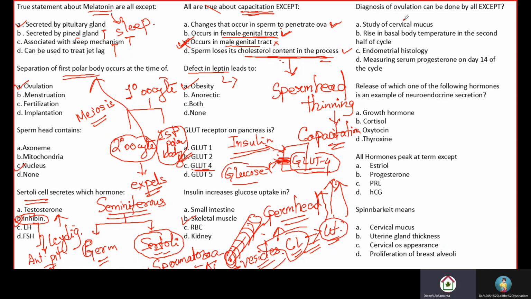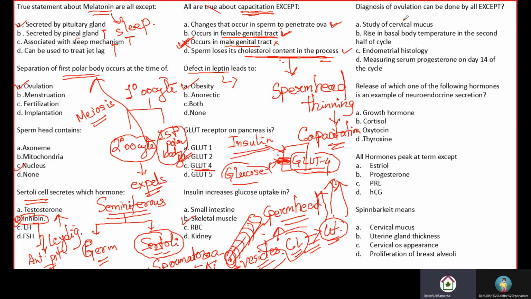Okay, so study of cervical mucus, rise in basal body temperature in the second half of the cycle, endometrial histology, measuring serum progesterone on 14th day of the menstrual cycle. So diagnosis of ovulation can be done by all except. So first of all, we will see study of cervical mucus is possible or not.